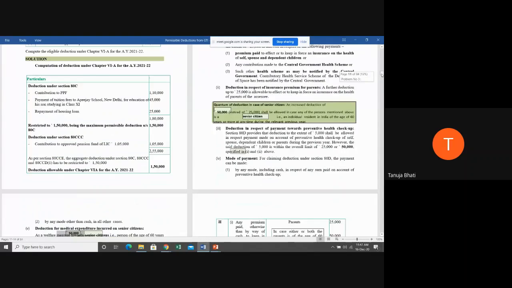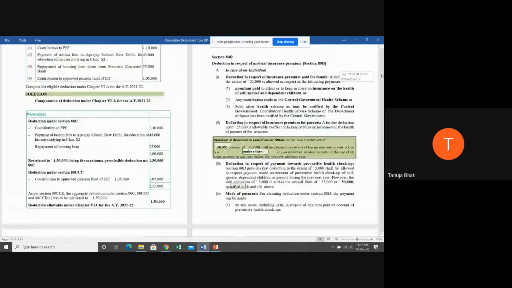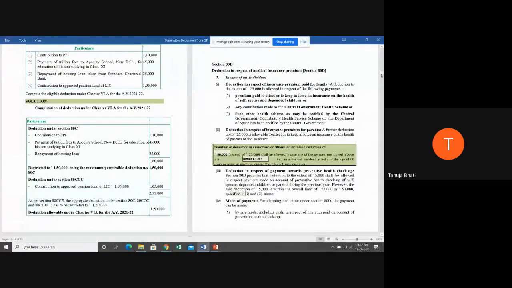So students, have you all understood section 80D? 80D is simply divided into parts. The first part is where an individual is paying premium on the health insurance of himself, spouse and dependent children. The limit is 25,000. He will get a deduction. Also, if he's contributing to the Central Government Health Scheme, he's going to get a deduction. Also, any other health scheme which is notified by the central government, he will still get a deduction.